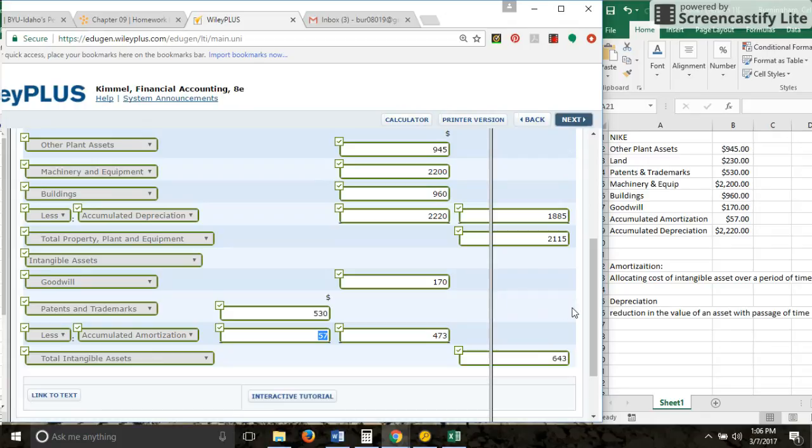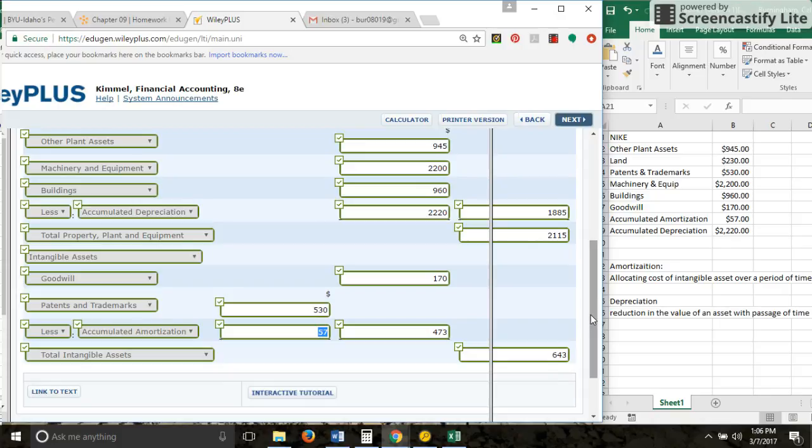So if you have a better way of explaining it, can you just write it in the comments, the purpose of accumulated amortization and stuff like that. So goodwill is 170. The patents and trademark was 530. Then you subtract the accumulated amortization to equal this total here, and then you add the two together to equal the total intangible assets. And that is the whole problem.